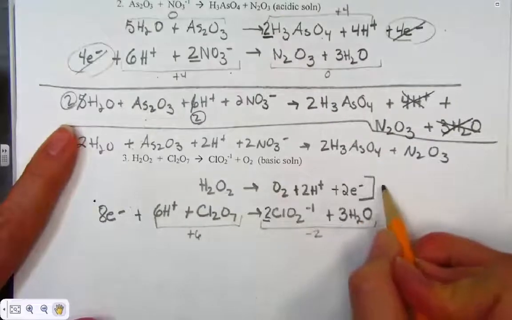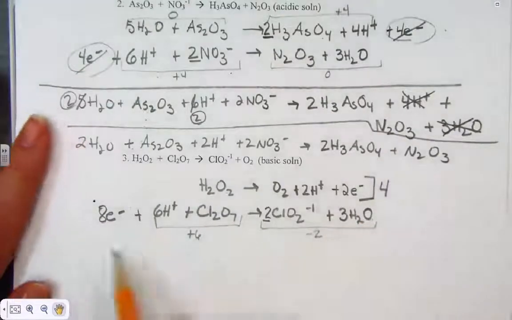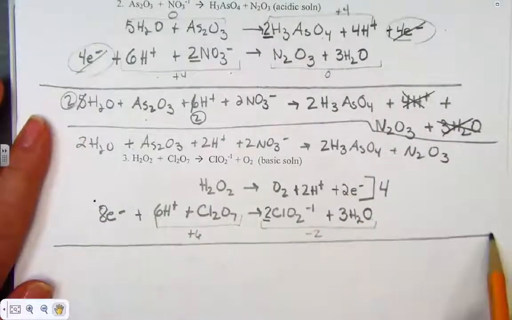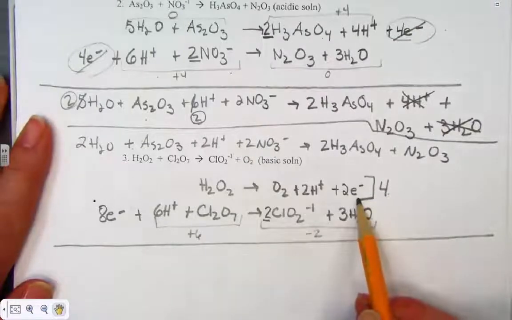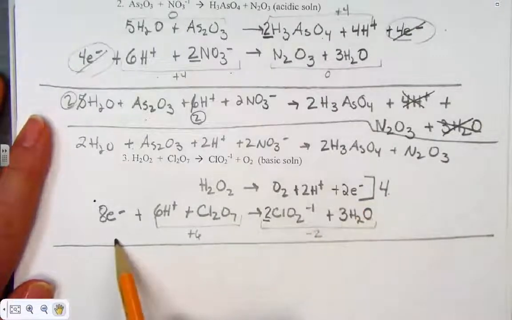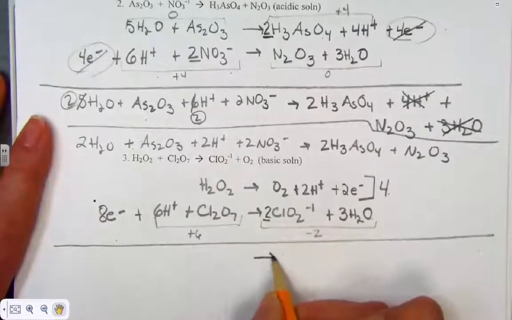The first half reaction, we have to distribute a 4, and we'll add them back together at the same time. 4 times 2 gives me 8 electrons to match the 8 that were gained in the reduction half reaction. We'll distribute and add at the same time.